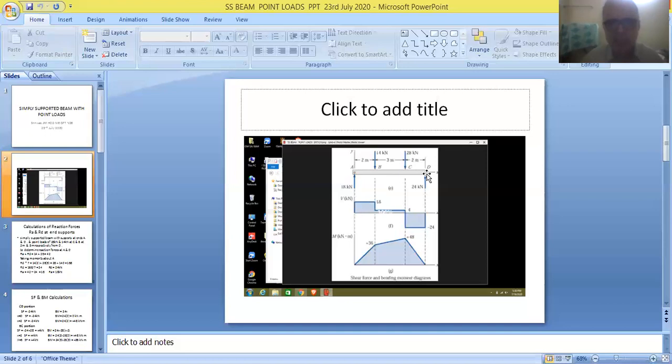CD. The distance between the left end and the first load is AB. The distance between the 2 loads is BC. The distance between the second load and the right end is CD. So for solving the problem, the entire length of the beam has to be divided into 3 portions, namely AB, BC, and CD. This is another thing which we are supposed to do before starting the problem.